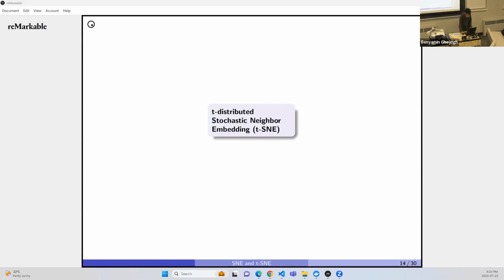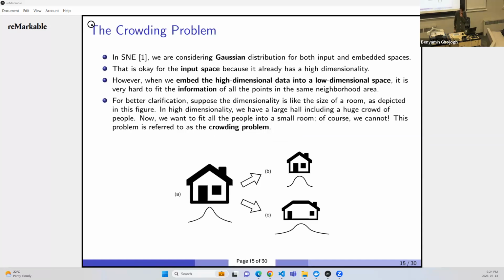Now, t-distributed stochastic neighbor embedding, or t-SNE in short. What is it? In SNE, we are considering Gaussian distribution for both input and embedded spaces, right? Which is what we saw. That is okay for the input space because it is already in high dimensionality. However, when we embed the high dimensional data into a low dimensional space, there is a problem.